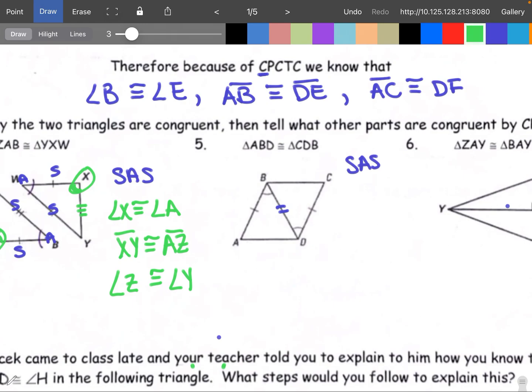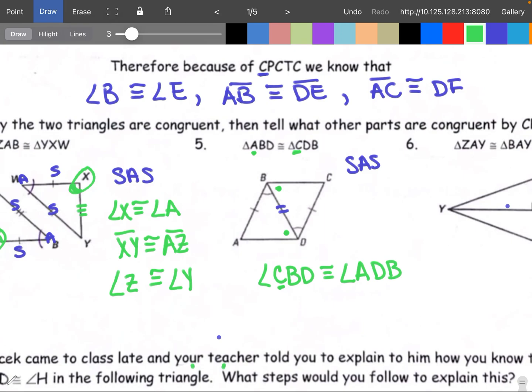So for all the other parts, this angle and this angle, I cannot name that B and D. I have to use all 3 letters because vertex B is part of several different angles. So angle CBD would be congruent to angle, well, what corresponds with C? If you're not sure, look up here. Angle ADB. Okay, so we got that angle out of the way.